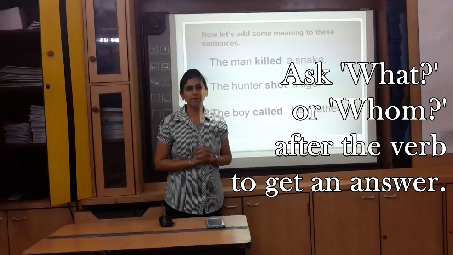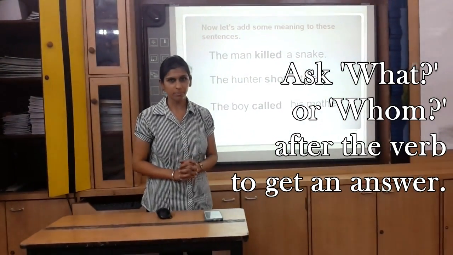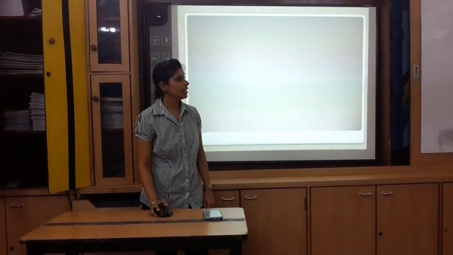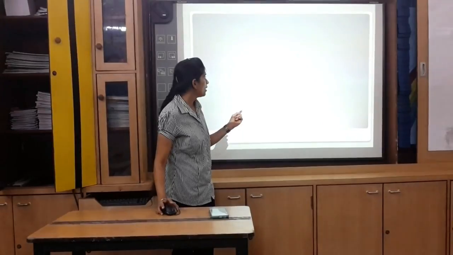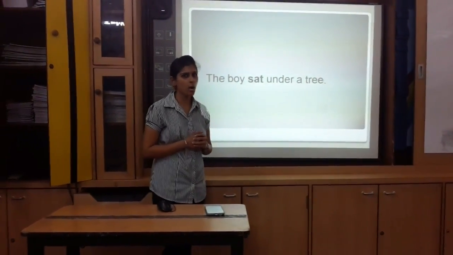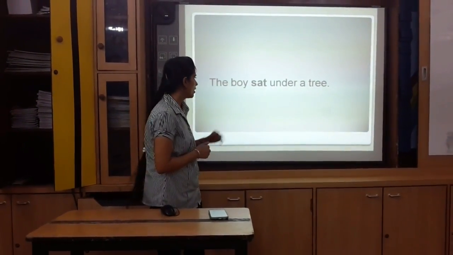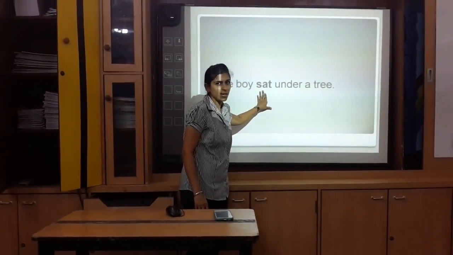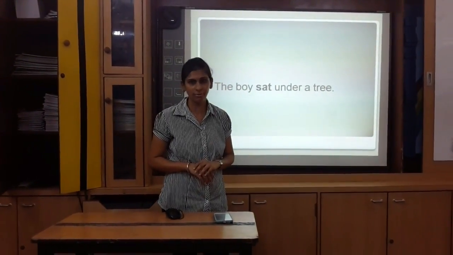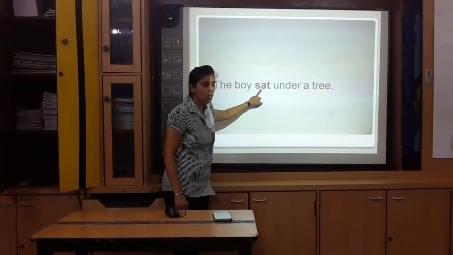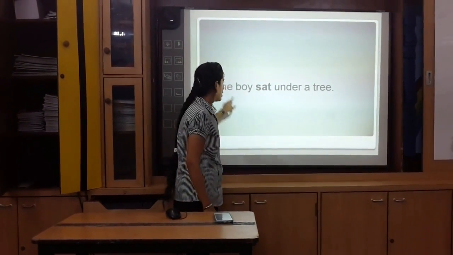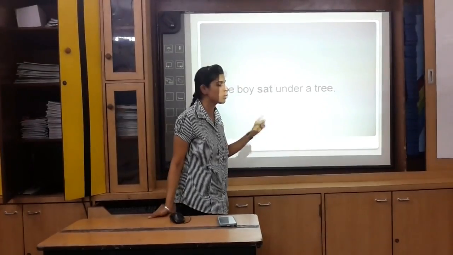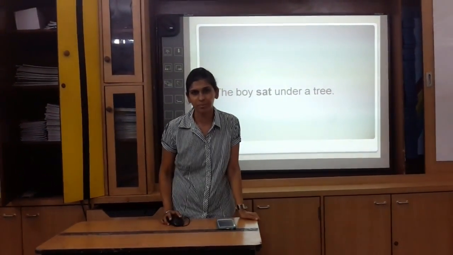Do remember to ask the question what or whom after the verb. If you get an answer, you should understand that the verb is transitive. Now let's look at this type of sentence and see how it is different from the others. The boy sat under a tree. Here the verb is sat. Let me ask the question what or whom after the verb. The boy sat whom? There is no answer. The boy sat what? Still there is no answer. That means this verb is not a transitive verb.